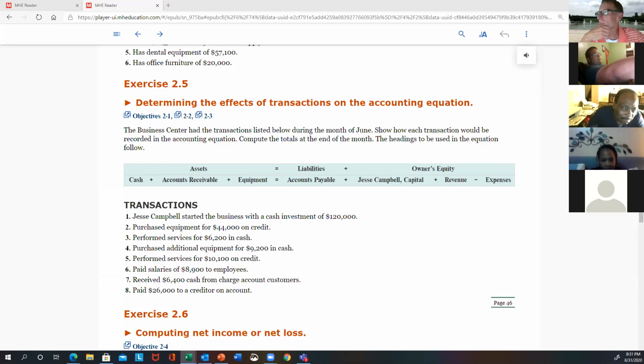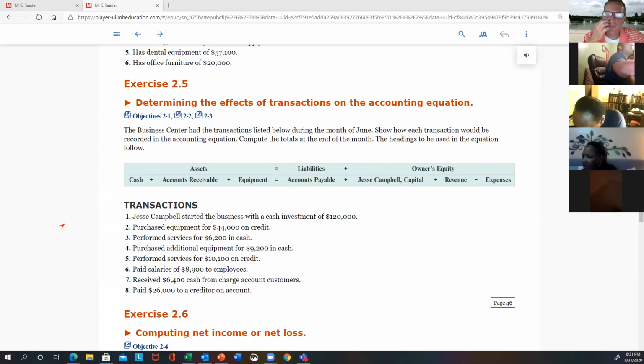I've got exercise 2.5 on the screen, and I'm going to show you something here in a minute, but as long as you can see that, there's going to be 8 transactions. Before I actually do this, you can see right here, here's your accounting equation. You've got your assets: cash, accounts receivable, and equipment. Liabilities, you've got accounts payable, and then they've got 3 equity items here. What I would like for you guys to do, if you've got a sheet of paper, is to go ahead and draw out this accounting equation horizontally, just like they've got it in this problem.